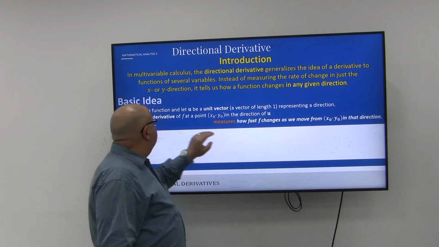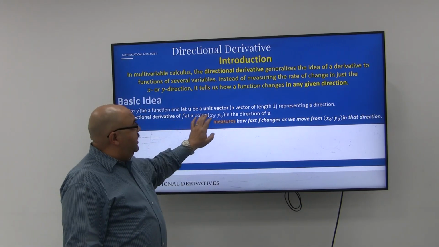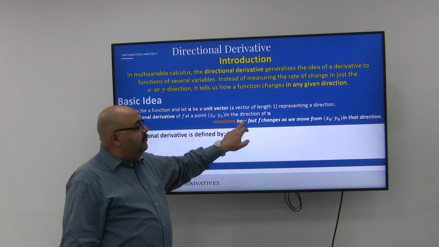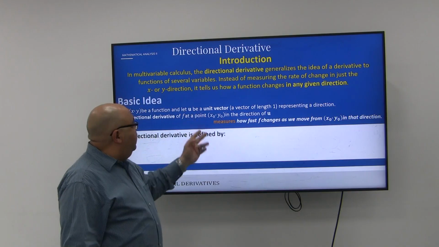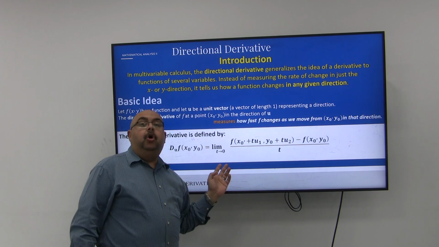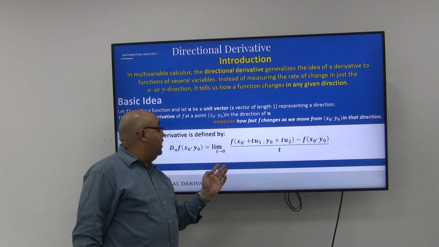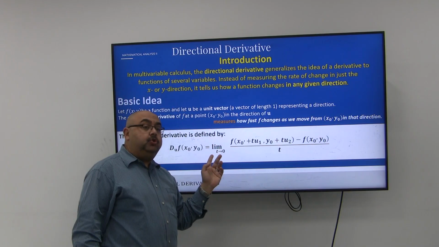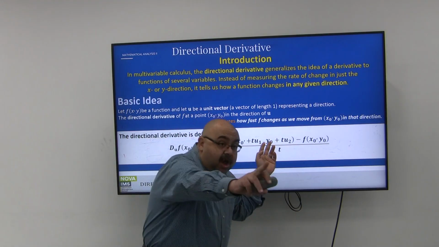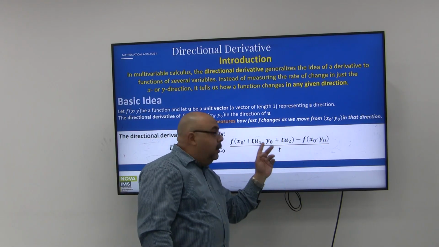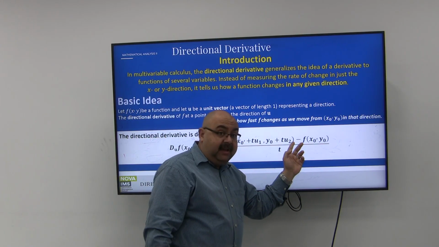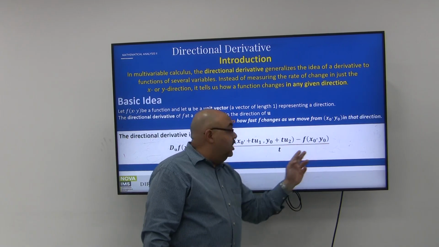equal to 1, representing a direction. The directional derivative of f at a certain point in the direction of u measures how fast f changes as we move from x node, y node in the direction of the given vector. The directional derivative is given by this definition. Omar, please look at this definition carefully. It is the limit as t tends to 0 of the function at x node plus t times u1, and y node plus t times u2, those are the inputs inside f, minus f of x node, y node, divided by t.